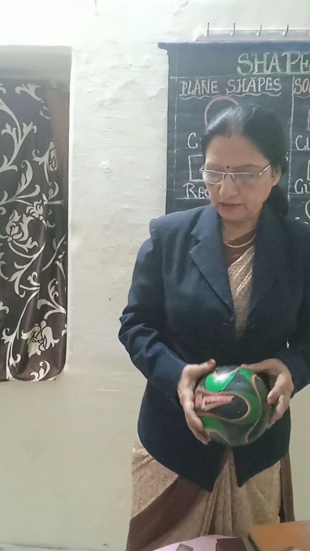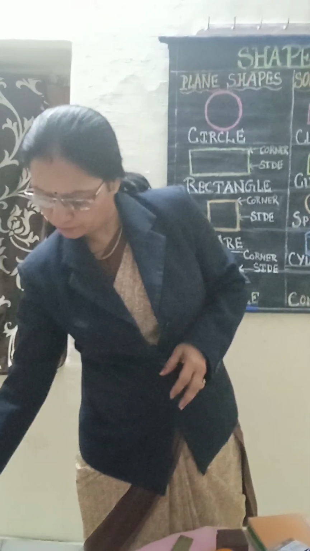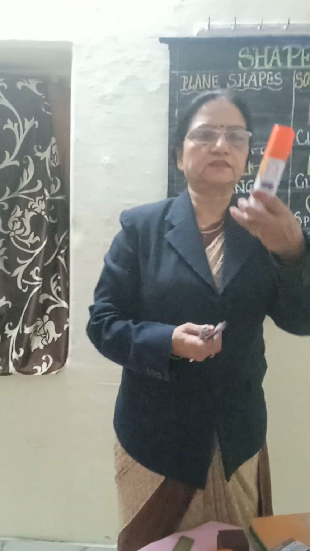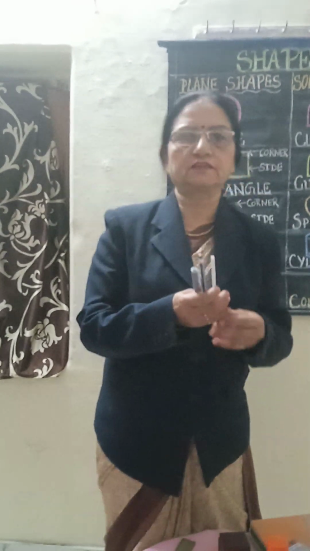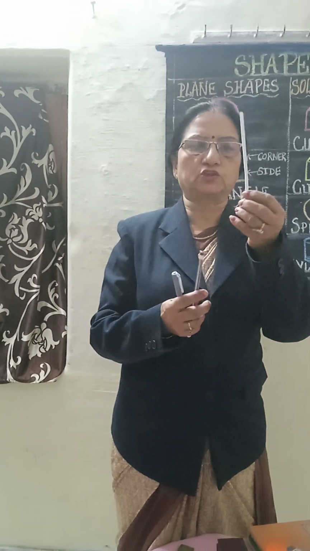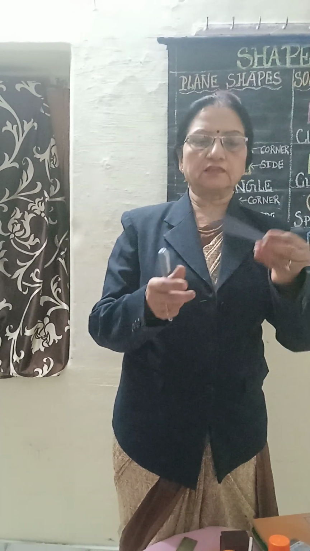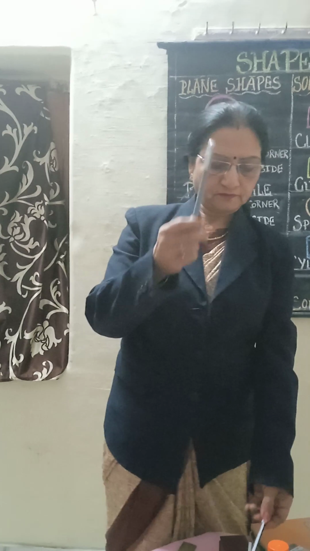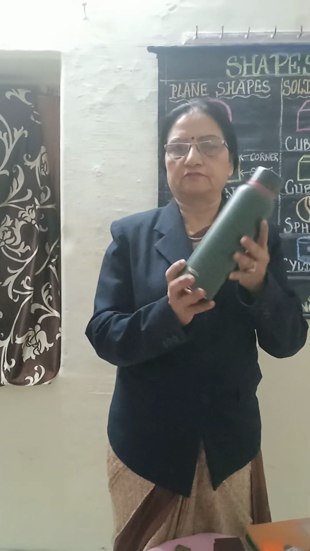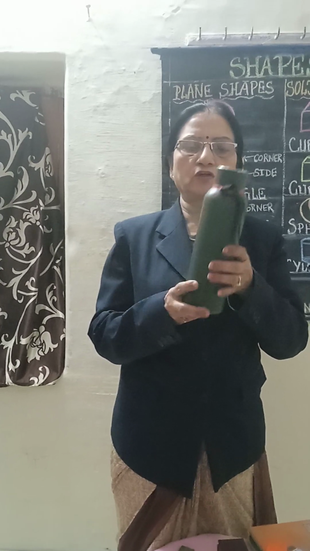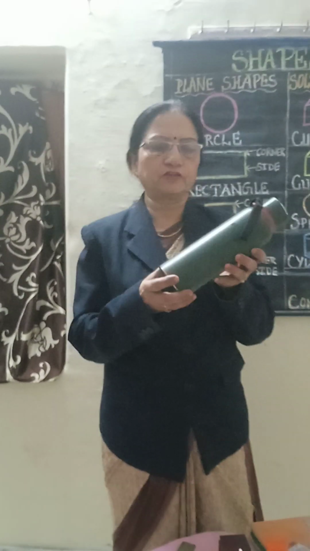Okay? Next, we will take the example of cylinder. Now, the examples of cylinder are this bottle. You have seen the gas cylinder in the kitchen. That is also an example of cylinder. Straw, pencil, this pen, and this water bottle. These all are examples of cylinder. Okay. Now, all of you hold this water bottle in your hand. You also take out your water bottle and hold it in your hands and count with me.